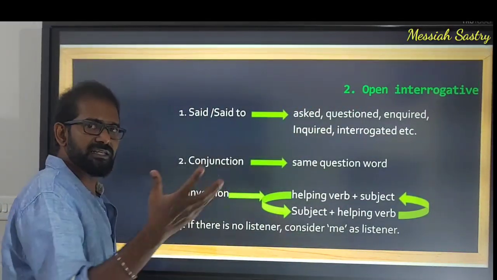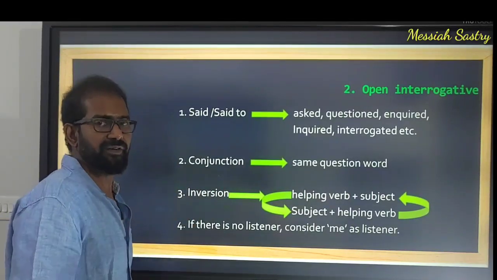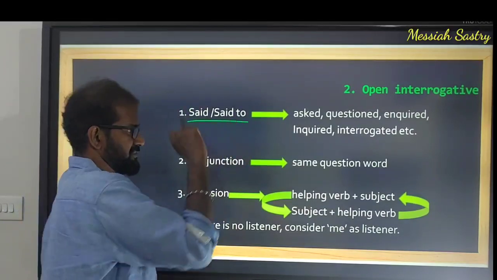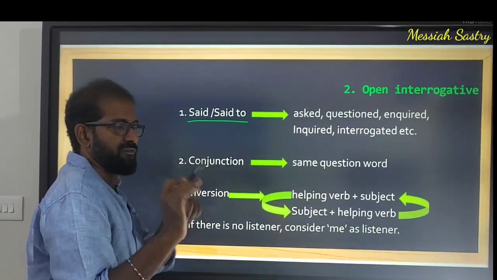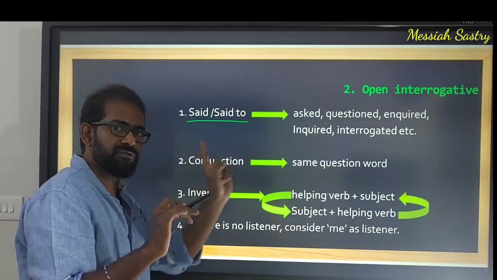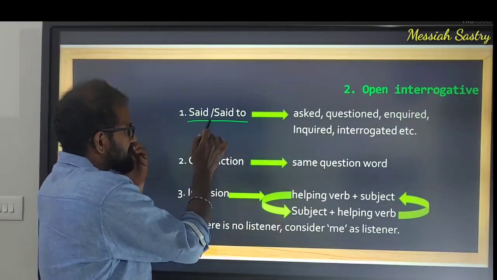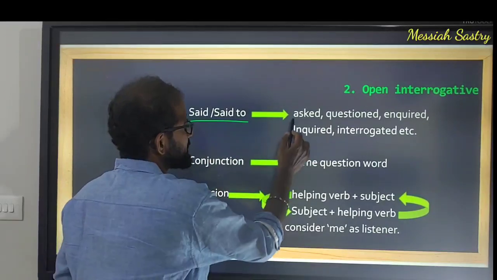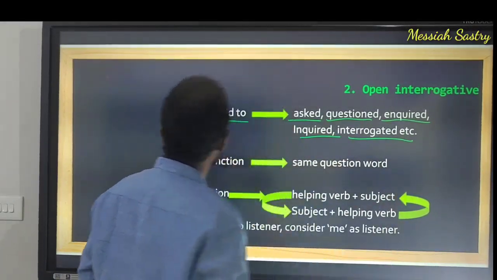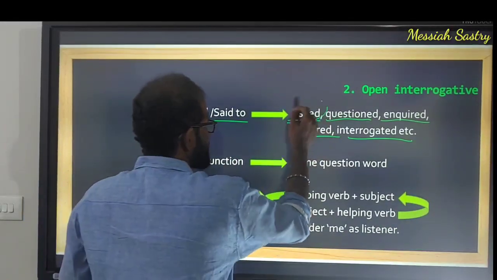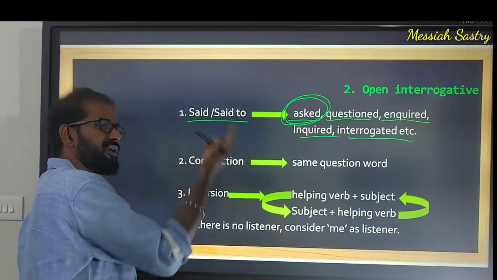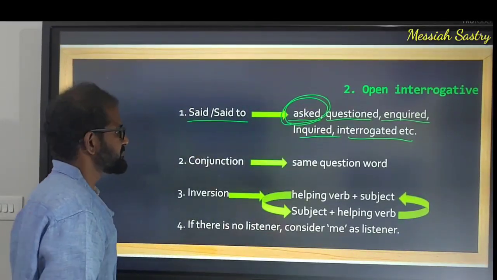When the given sentence is an open interrogative sentence, what are the things we need to know? Whether it is said or said to. When it comes to declarative, we use said. When it comes to said to, we change to told. But here, said or said to changes to asked, questioned, inquired, or interrogated. And most of the time we use asked.